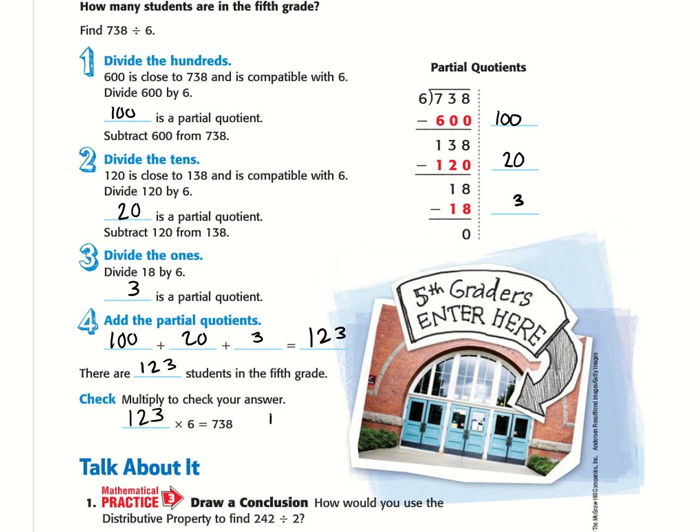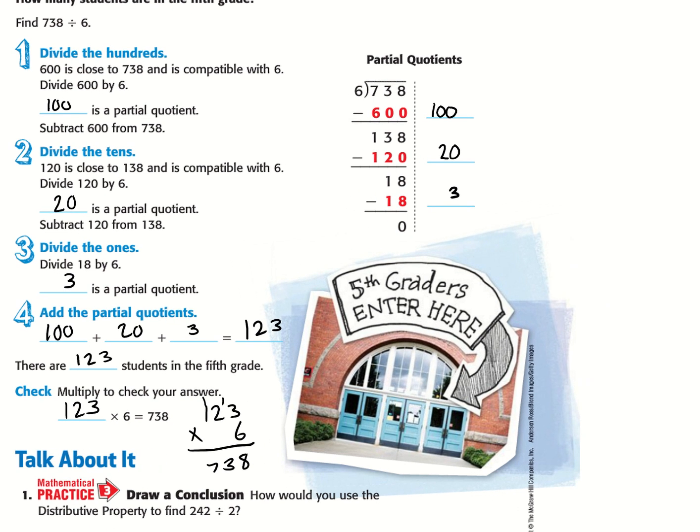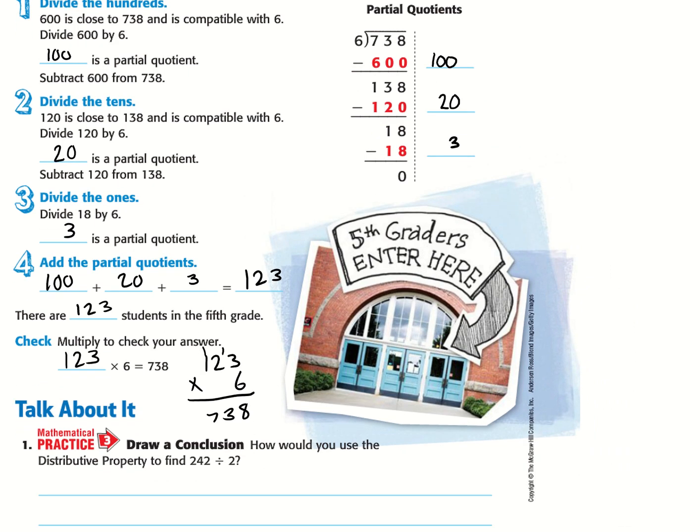So we can check our work. So 6 times 3 equals 18. 6 times 2 is 12, plus 1 is 13. 6 times 1 is 6, plus 1 is 7. So we get 738. Another way we can check our work is by dividing the standard way.